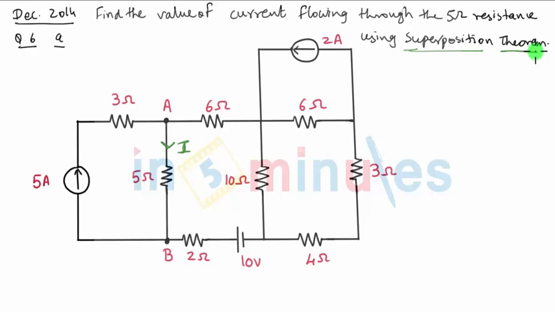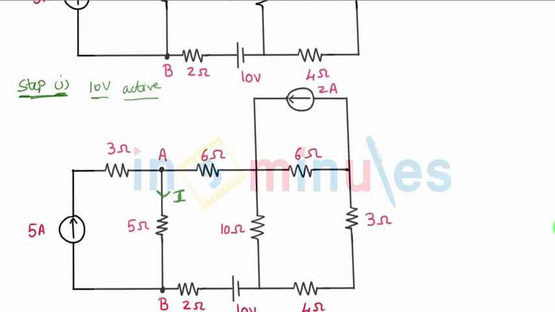There are three different sources, so we'll have to solve the question in three different steps. We will first consider 10 volts active in the circuit, replace the two current sources, and in step 3 we will consider each of the two current sources active. So let's start with step 1. In step number 1, 10 volts is active.